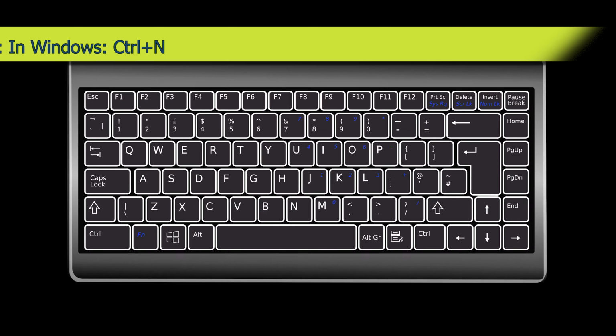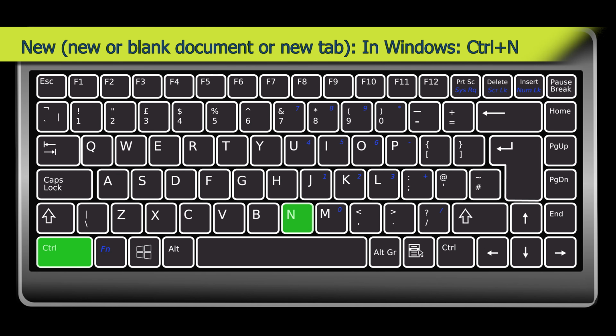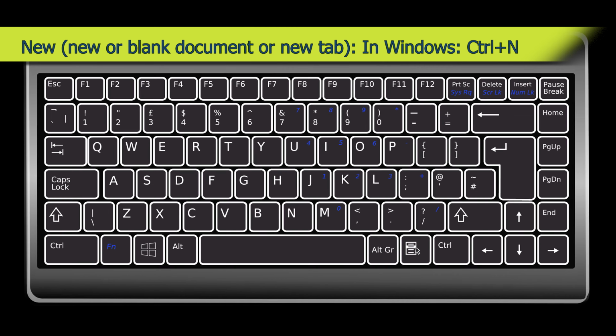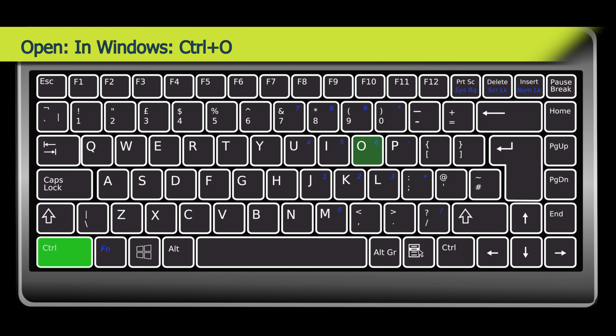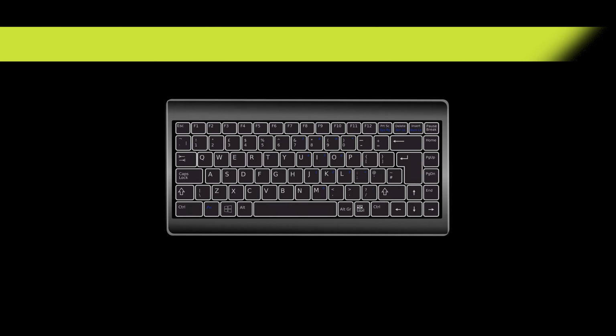New. In Windows, press Ctrl plus N to create a new or blank document in some software, or open a new tab in most internet browsers. Open. In Windows, press Ctrl plus O to open a file in the current software. Open the properties.